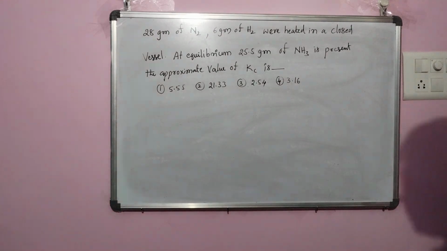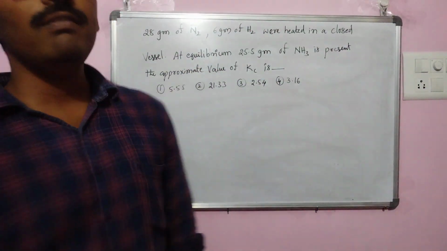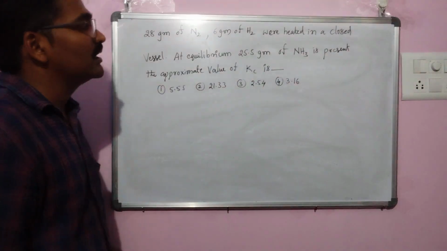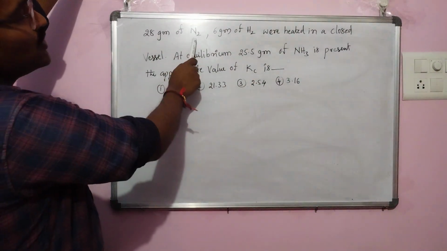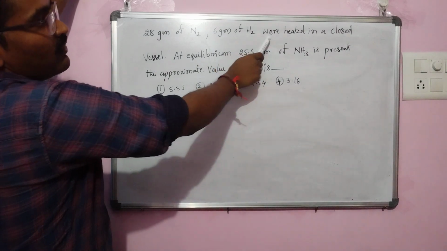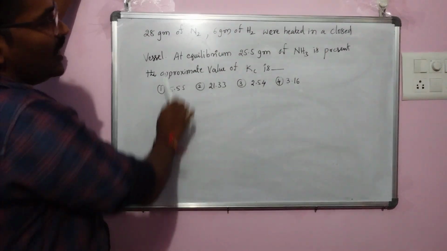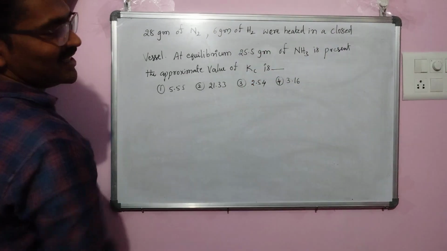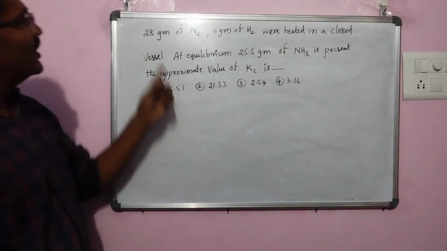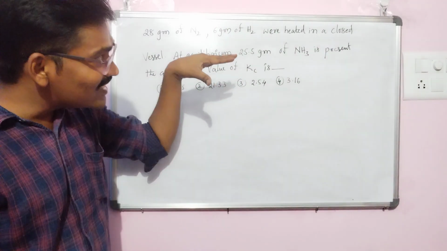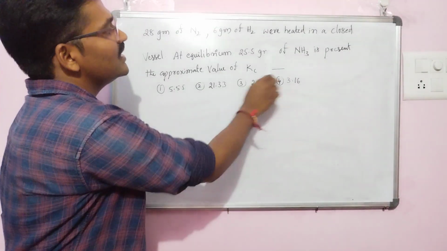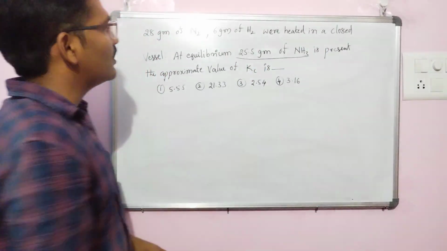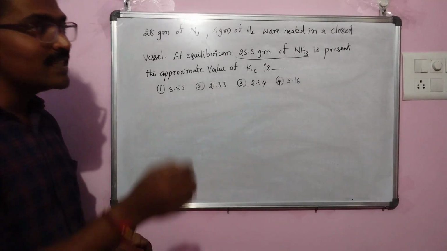Yes, look at the next question. It is somewhat different. In the previous one they gave moles, but now they are given in grams. 28 grams of nitrogen and 6 grams of hydrogen were heated in a closed vessel. At equilibrium, 25.5 grams of ammonia is present. Observe it carefully: first these two are at the initial stage, then this is at the equilibrium stage. Approximately what is the value of Kc?